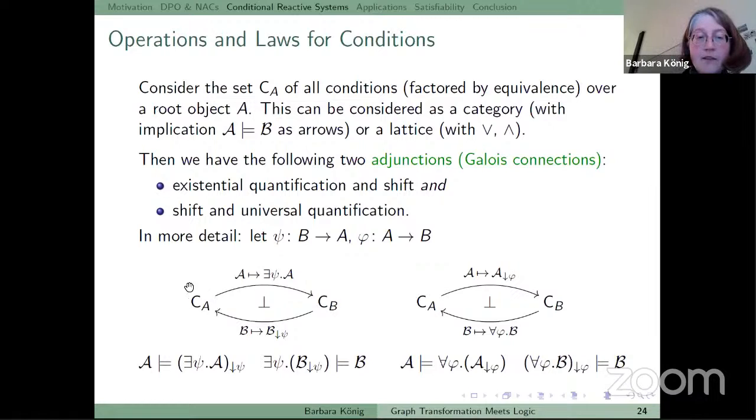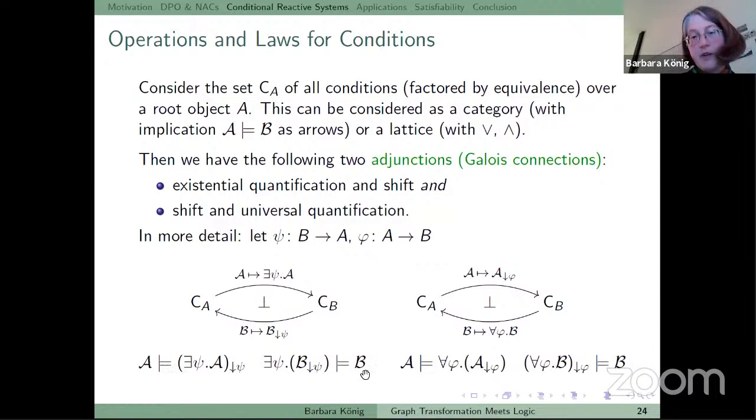The existential quantification takes a condition over A and an arrow xi, and just prefixes this with an existential quantification over xi. You could just prefix the tree with another edge to the root. This gives you a condition over B, because xi goes from B to A. You can go back by doing the shift over xi. And this is an adjunction.